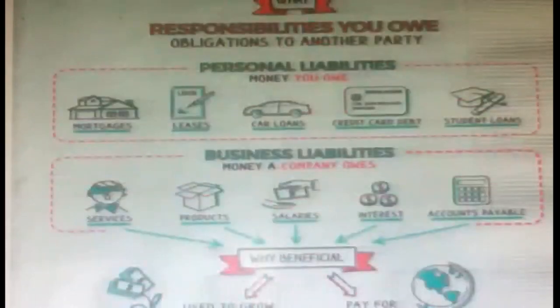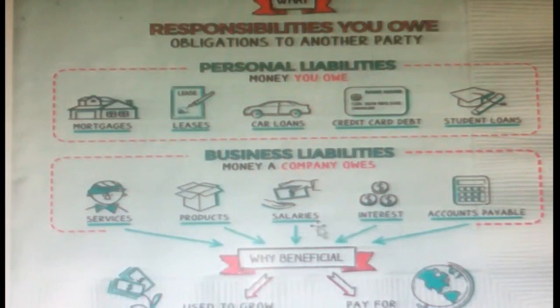Coming to business liability: when you are going for any purchase of products, you can't pay immediately. You can pay later on, correct? That's what you are liable to the person, liabilities, correct? We used to grow the business. That's why you are moving for liabilities, correct?